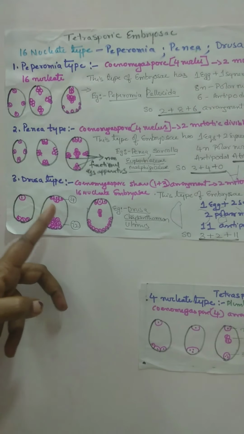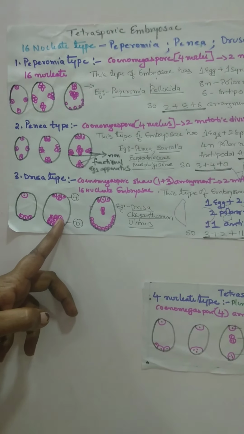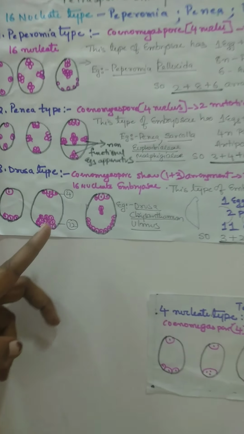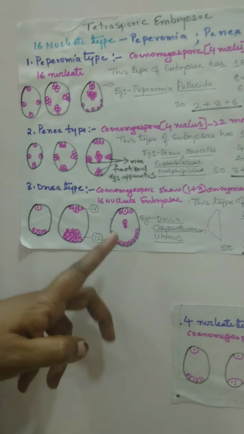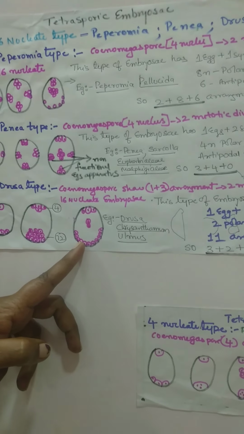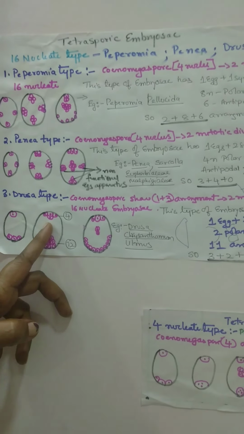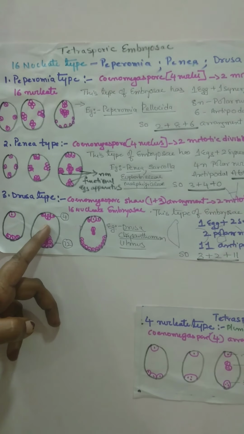Once again we find that these 4 nuclei undergo 2 mitotic divisions, resulting in 4 nuclei at the micropylar end and the remaining 12 towards the chalazal end. And what is the arrangement in the final embryo sac? We find that out of the 4 nuclei, 1 migrates into the center. Out of the 12 nuclei that are present at the chalazal end, 1 moves to the center.